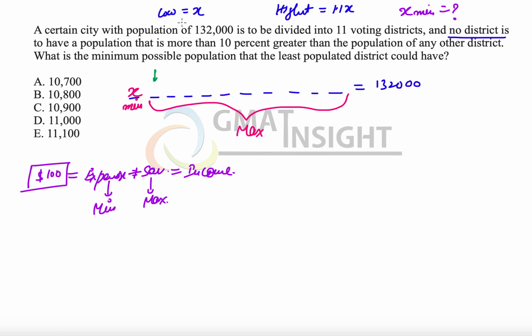Now we know that if the least populated district has population x, then the most populated district cannot exceed the population 1.1x, which means if you have to maximize every other term, we will say that every other term is 1.1x because that's the maximum value that every other term can take. Remember, when I write the numbers like this, I always try to write them in increasing order. So all these numbers here are 1.1x. Now we have 11 districts.